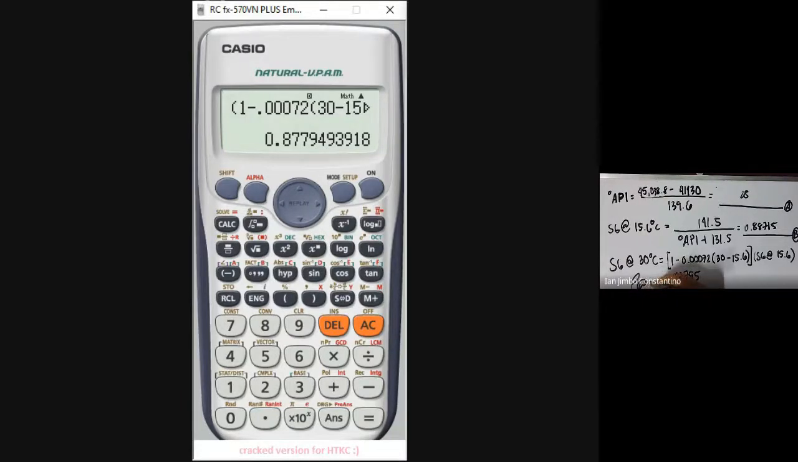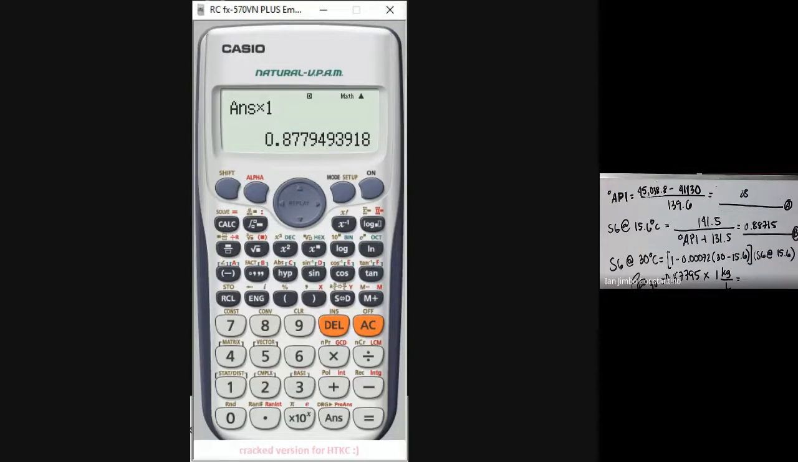Density at 30. So multiply this by 1 kilogram per liter. The answer will be 0.87795. Correct. Okay. Multiply by 1. Okay. 0.87795, correct? Oh, all of you are correct.